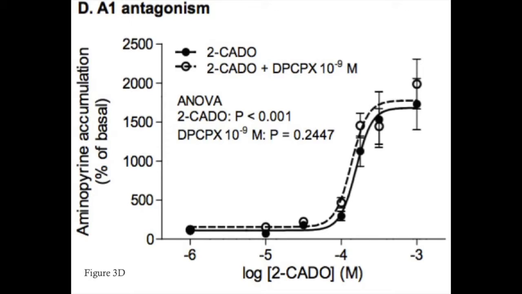DPCPX at a concentration of 10 to the negative 9 molar was used as the last antagonizer. DPCPX at this specific concentration serves as an antagonist to the A1 receptor. DPCPX, however, at the previous concentration of 10 to the negative 7 molar is an antagonizer for the A2B receptor. When the DPCPX is applied at a concentration of 10 to the negative 9 molar, it serves as an antagonist to the A1 receptor. And with the addition of this antagonist, there was virtually no change in the AP accumulation as seen in Figure 3d. These results indicate that adenosine and its derivatives may stimulate acid formation.